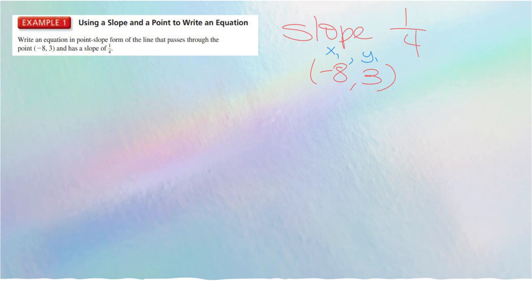If we plug in now the form, which was what? The point slope form was what? y minus y1 equals m times x minus x1. Are we able to plug in now?